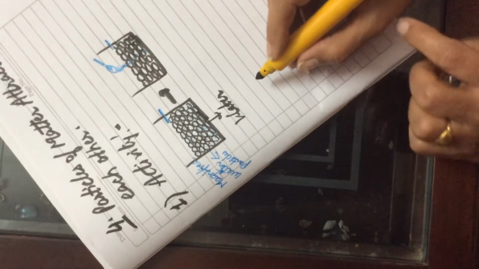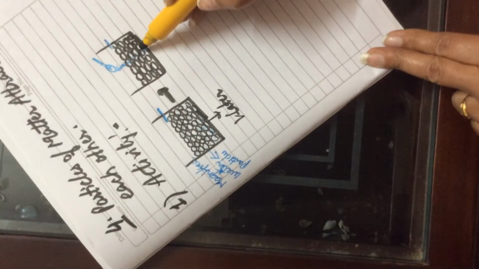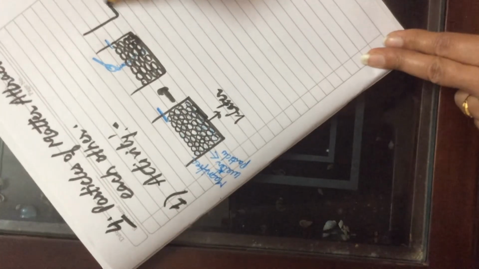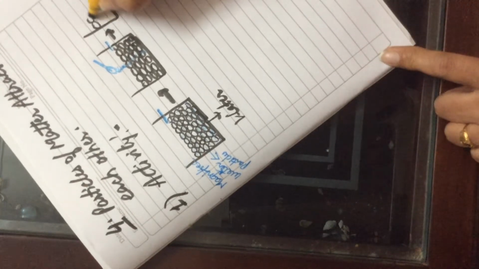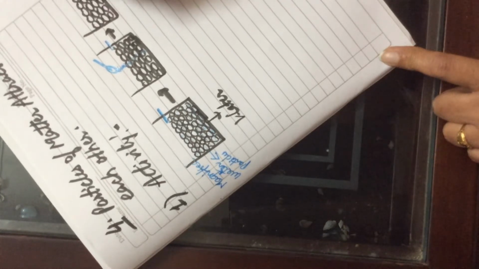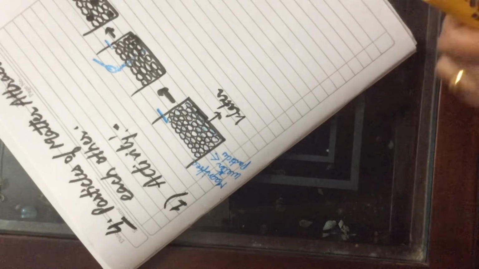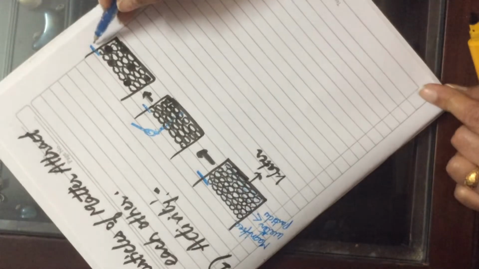Now observe what will happen. Salt particles in solution will actually go into the spaces between the water particles. Between these water particles, there are some spaces where the salt particles will go. And you will see that the level of water will not rise. Even after addition of salt, it will remain the same.